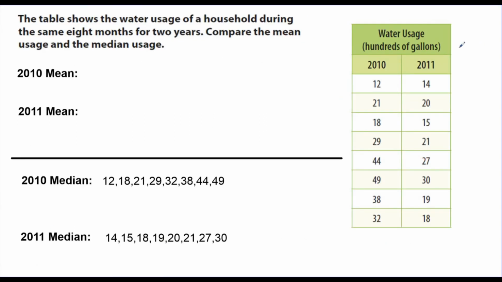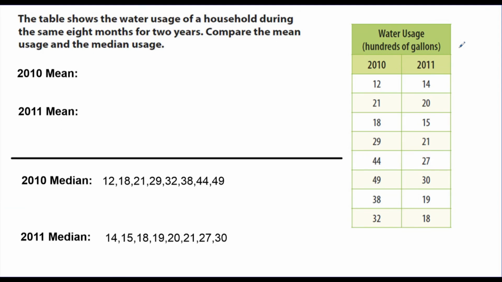We can also use measures of center to compare two data sets to each other. So in this table, we see the water usage of a household during the same 8 months for 2 years. And we want to compare the mean usage and the median usage. So we're going to calculate these two measures of center for each of the years.